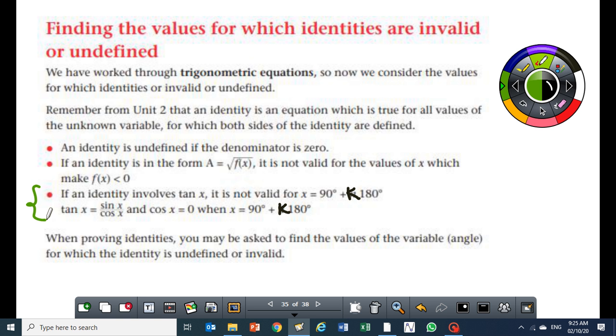Where is your calculator? What's tan 90? Put tan 90 on your calculator. All of you put tan 90 on your calculator. Then put tan 270.